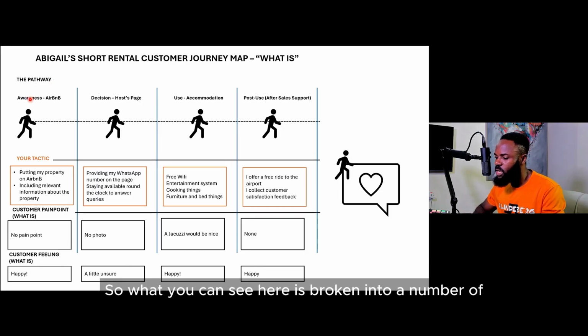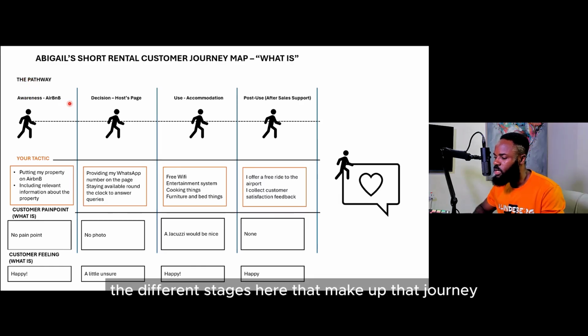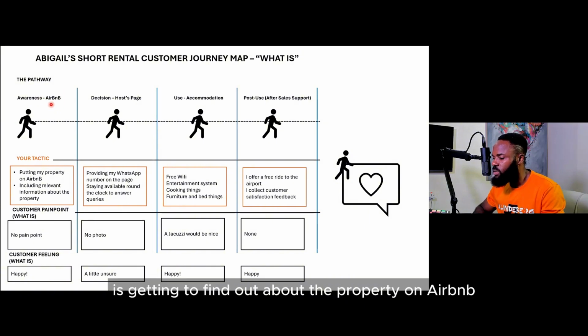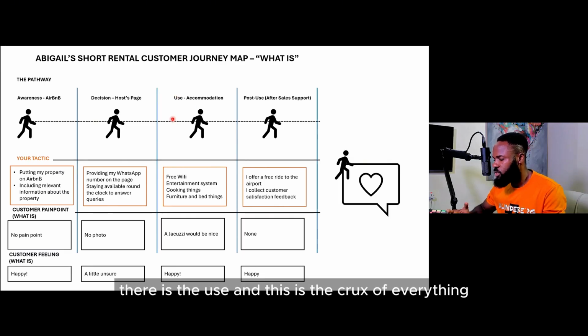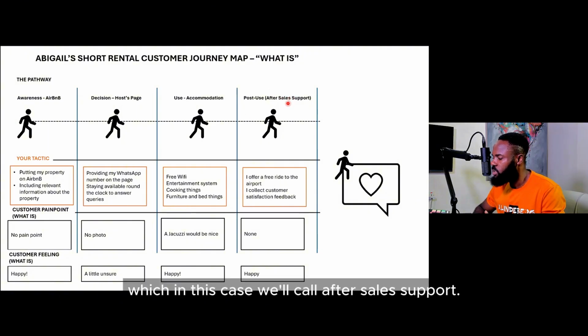So what you can see here is broken into a number of sections. There are the different stages that make up that journey or pathway. There is the awareness stage, which in this case is getting to find out about the property on Airbnb. There is the decision stage, which is essentially the host's page. There is the use, and this is the crux of everything, right? Where the accommodation sits pretty. And then there is post-usage, which in this case we'll call after-sales support.